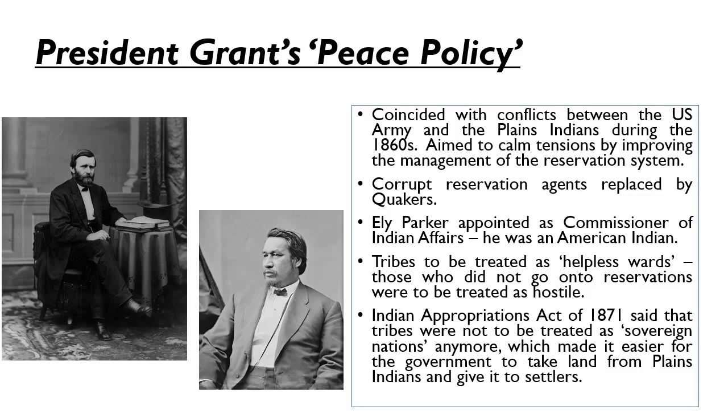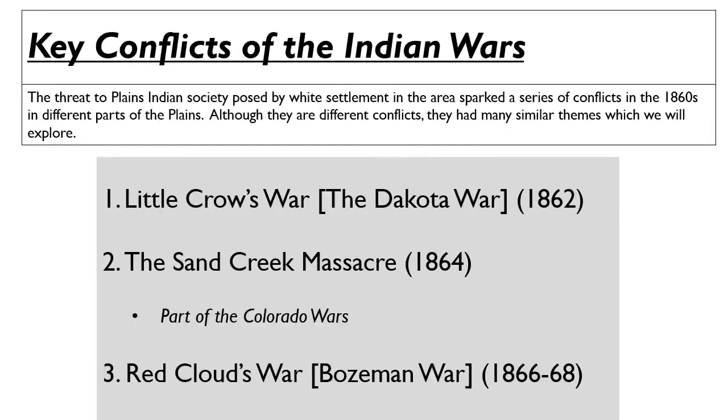But there was also the Indian Appropriations Act of 1871 that said that tribes were not to be treated as sovereign nations anymore, which made it easier for the government to take land from the Plains Indians and give it to settlers. Now, you need to know about three key conflicts in the 1860s, as you can see there. I'll deal with Red Cloud's War in the next video.